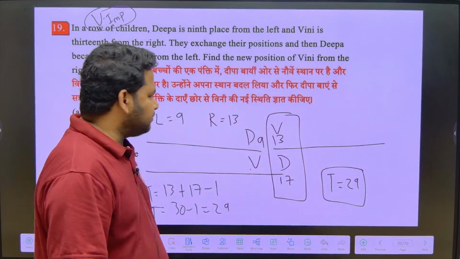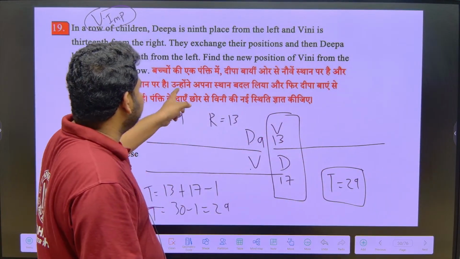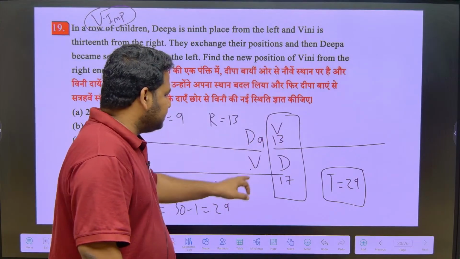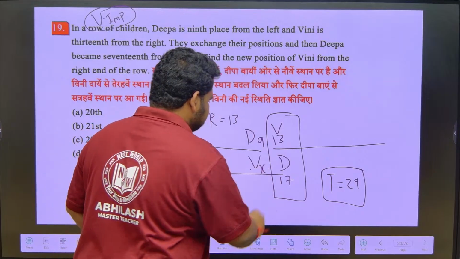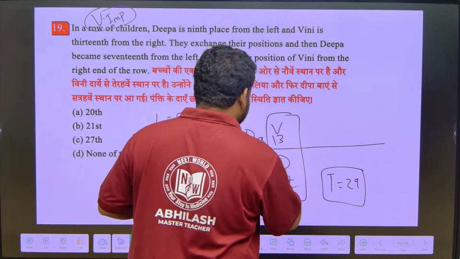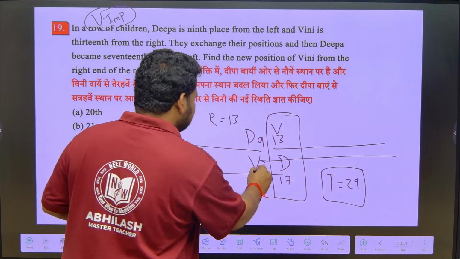Now they are asking us to find the new position of Vinny. Earlier Vinny's position was this. Now it became this position. Let this position be x, the new position of Vinny be x. We have to find it from the right end of the row. From the right end of the row we don't know.